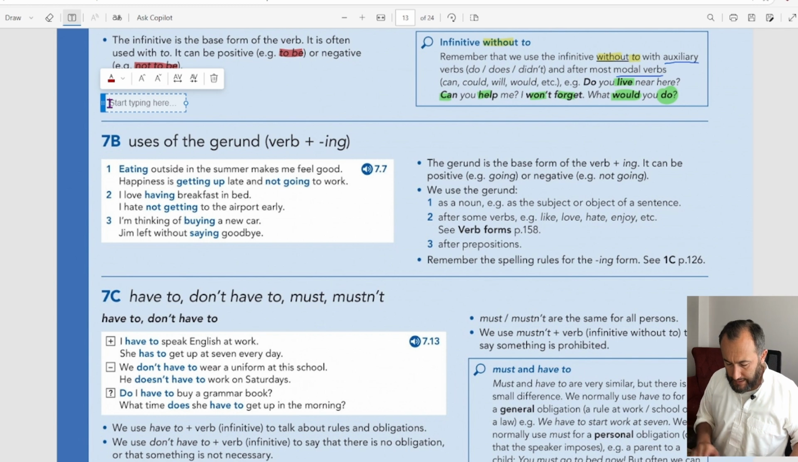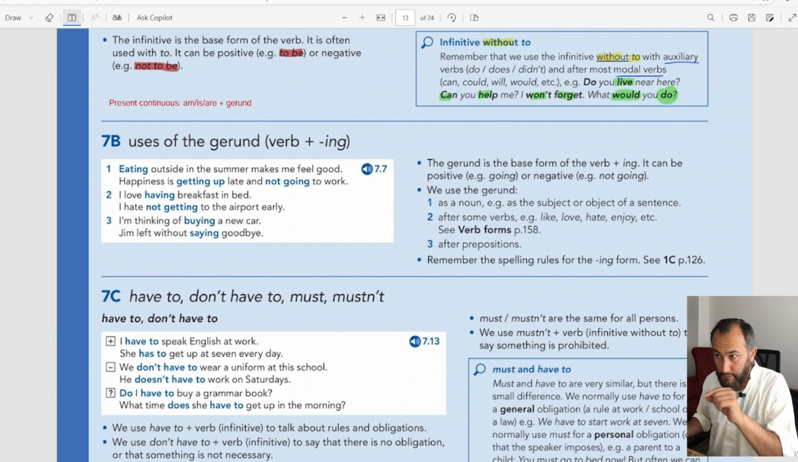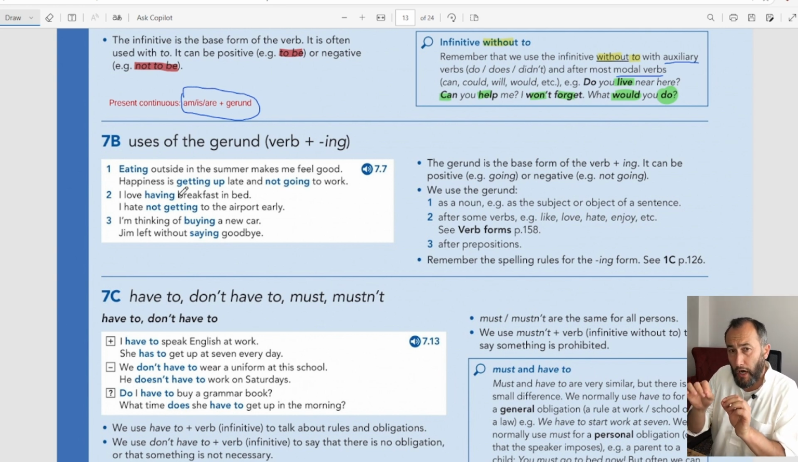What does it mean? To make present continuous, we need to have am or is or are. One of them. Am is are. And then gerund. Together, there's two parts, right? Together, it makes present continuous, guys. So gerund is one part of present continuous. So we can use gerund in many different ways. Usually three ways of just how to use the gerund.